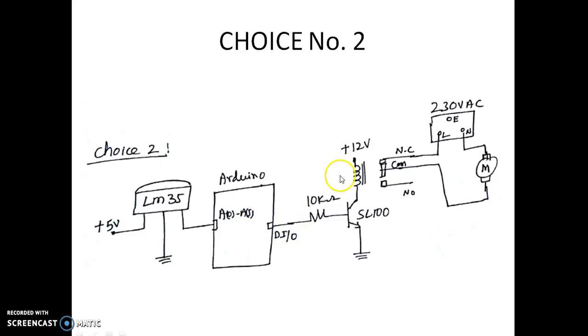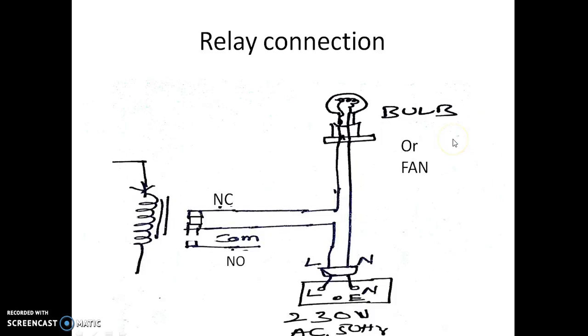Suppose the base drive turns on, so the current flows through this and it energizes. This NC will become open circuited, and this will get connected. So the motor will actually turn off when current flows through this. When current is not flowing through this, it will be on. So this is how usually the connection is made. It can be a bulb or a fan.